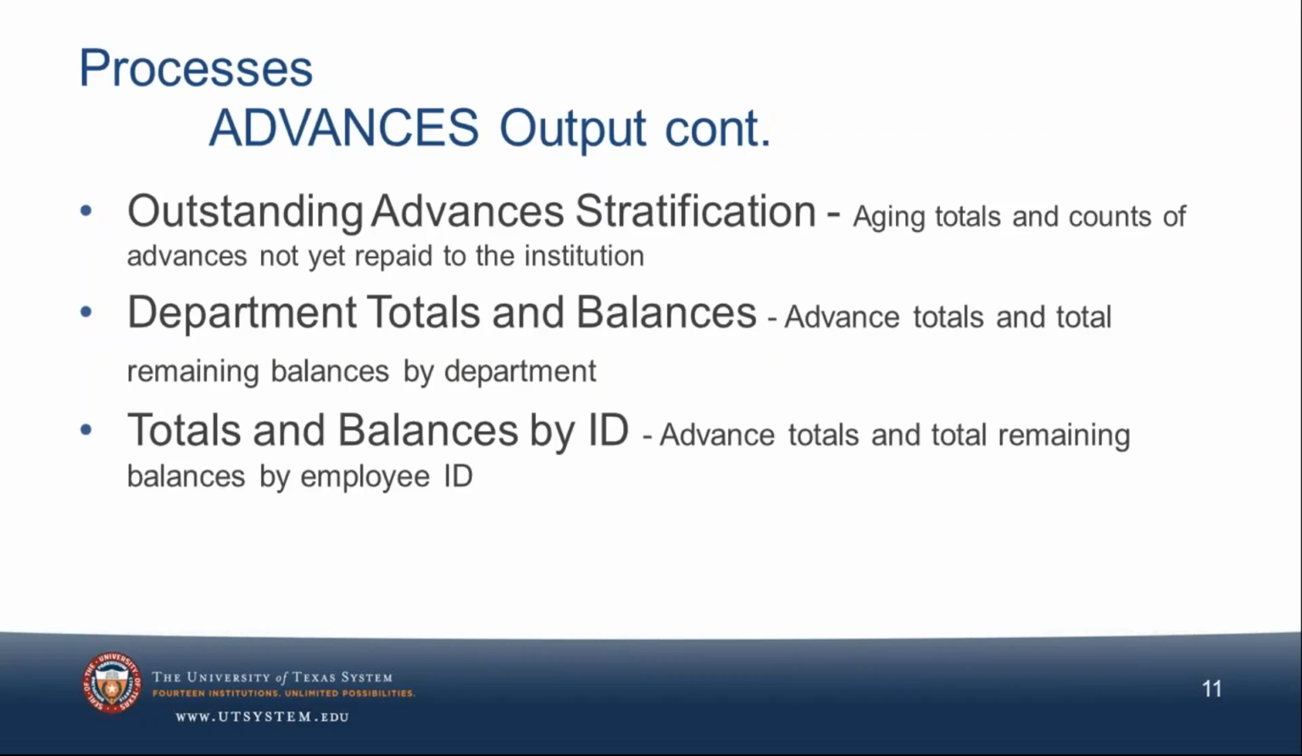Then you also have department totals and balances, and this is one that I think you can figure out. It's advance totals and total remaining balances by department, and then totals and balances by ID. And again, that's just the total and remaining balances for each employee ID.